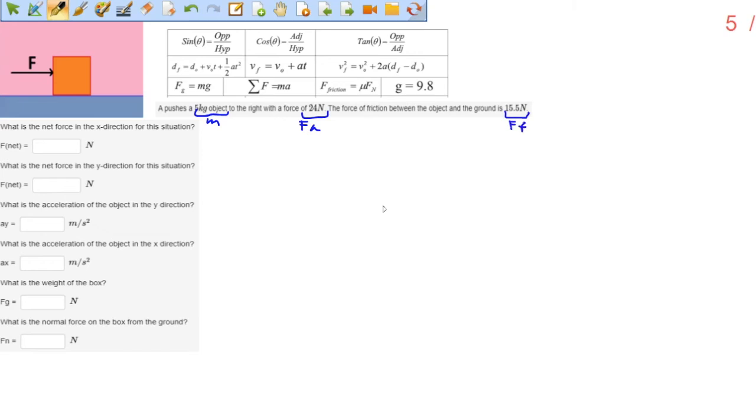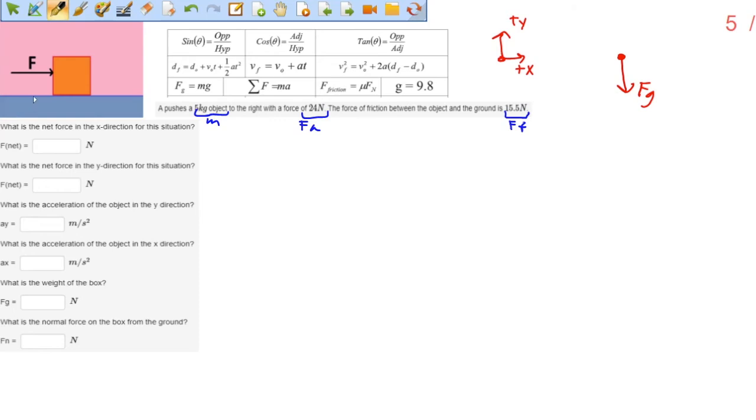Our first question asks, what is the net force in the x direction? Well, before we answer any of these questions, we're going to need to draw a free body diagram. Here's our origin, and we're going to show that up is the positive y direction and to the right is the positive x direction. I know I do this every time, but it's always good to do it just in case. Here's my object. So the forces that are pointing down on the object would be force gravity, because force gravity always pulls objects downward.